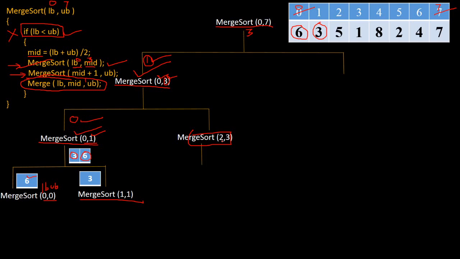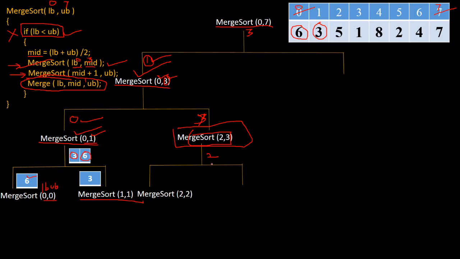Now its left should work first, right? And what should be the left? 2 comma 2. Why 2 comma 2? Because when this merge sort is working, this if becomes true, it will calculate the mid value. 2 plus 3 is 5. 5 divided by 2 is how much? 3, right? Sorry, 5 divided by 2 is 2, right?